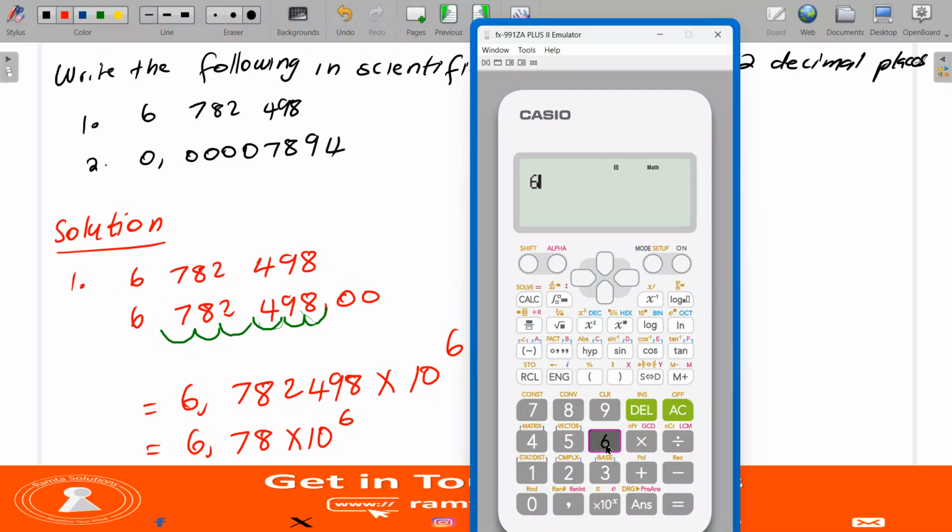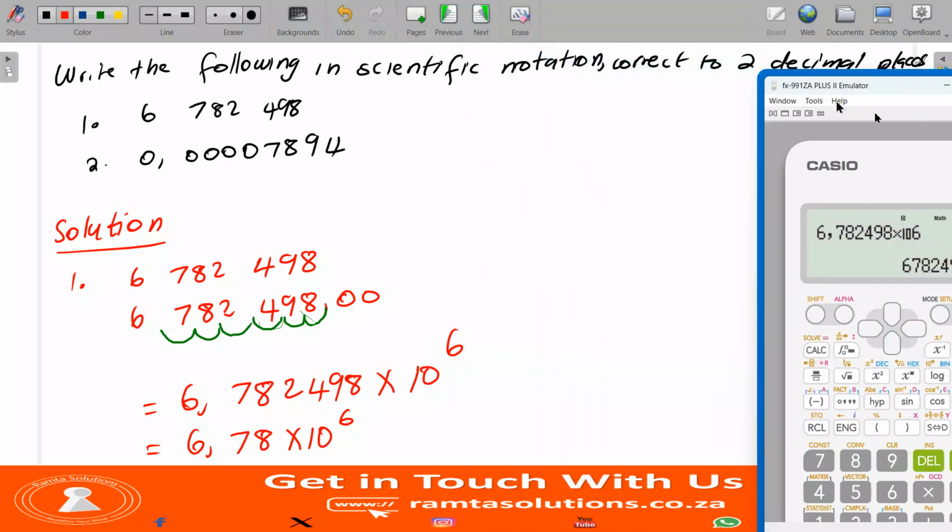Okay. So this is 6,782,498 times 10 to the 6. See, when you want to write times 10 to the, this is a times 10 to the 6. Let's see what it gives us. Indeed, it gives us 6,782,492. Okay, this is what it gives us, right? Perfect. Obviously, guys, even if we say 6,78, it'll still be correct.